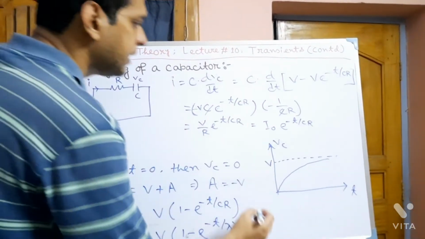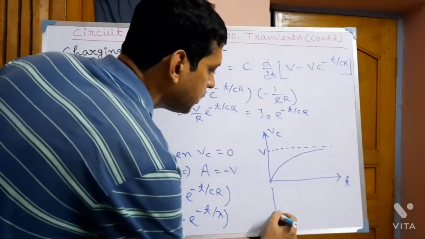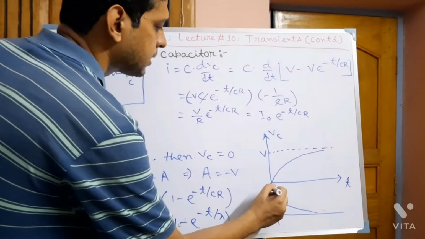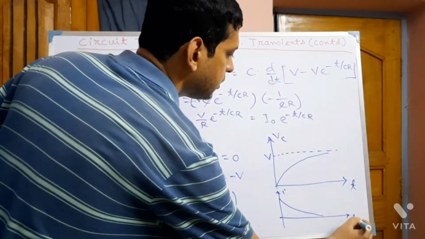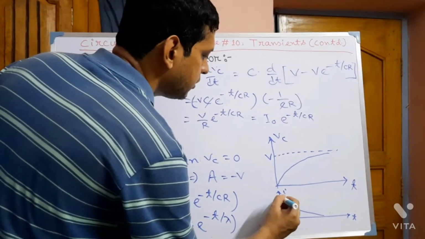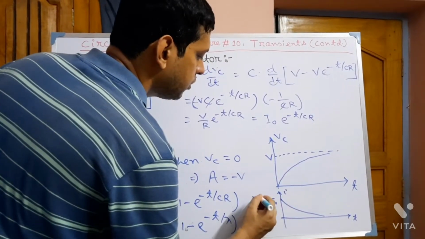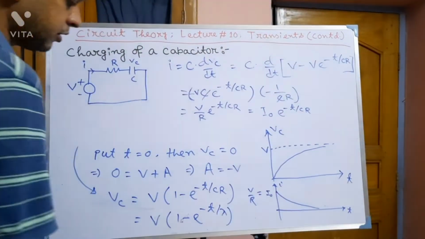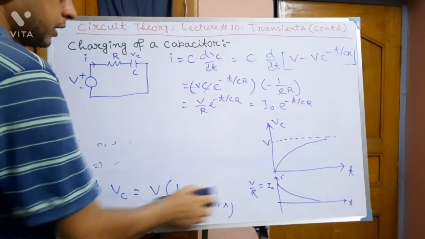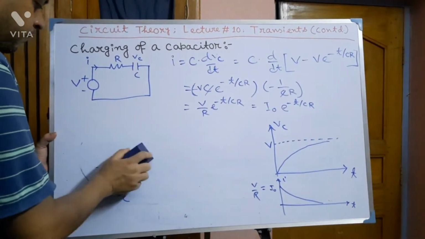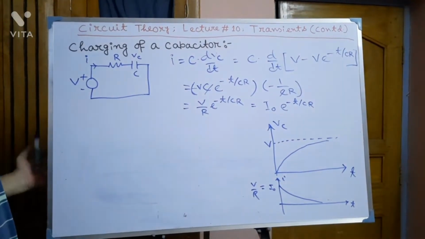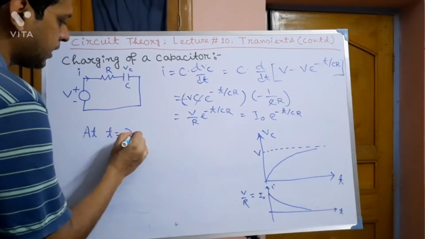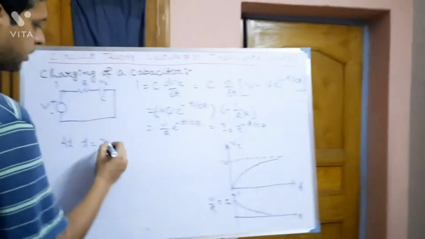So the graph of I will be like this one. This is an exponentially decreasing function of I with t. The initial value of I is I0, and the value of I0 is V by R. Now at one time constant, what will be the value of voltage and current? At t equal to lambda, or time constant CR.